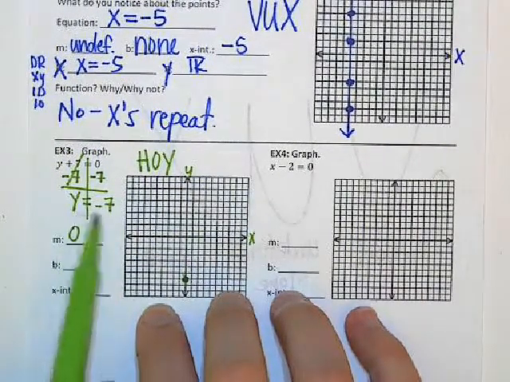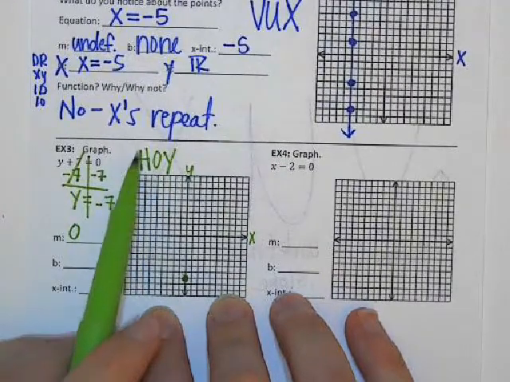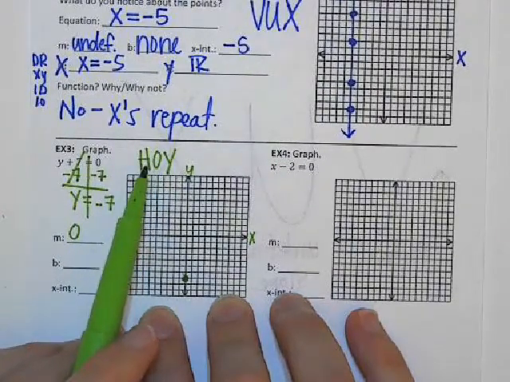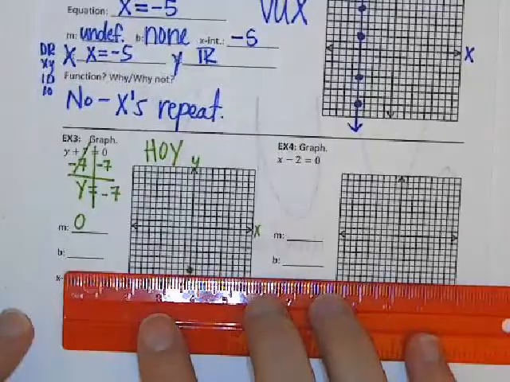Because it's y equals negative 7, what type of line am I going to have? H stands for horizontal. And horizontal sounds like horizon. And horizon goes which way? Left to right.